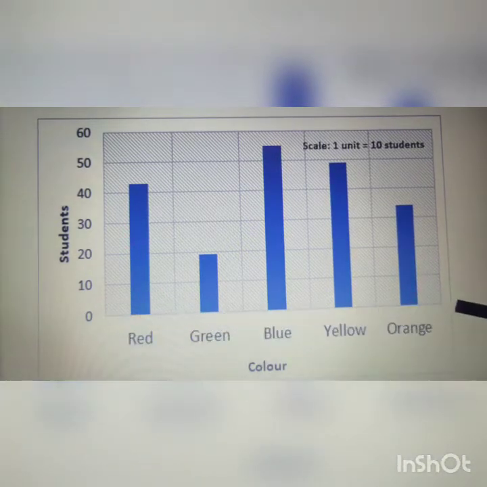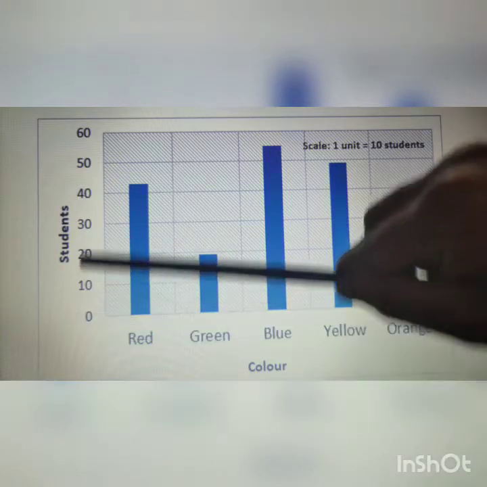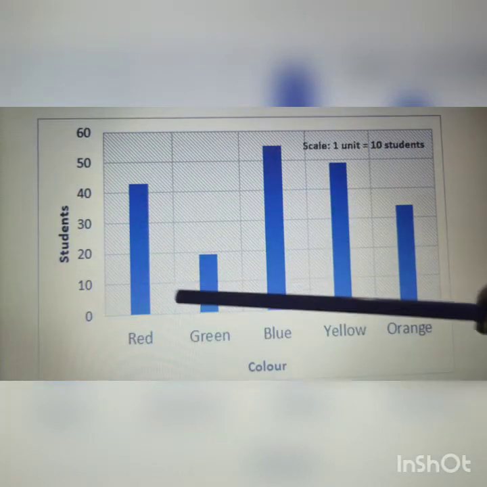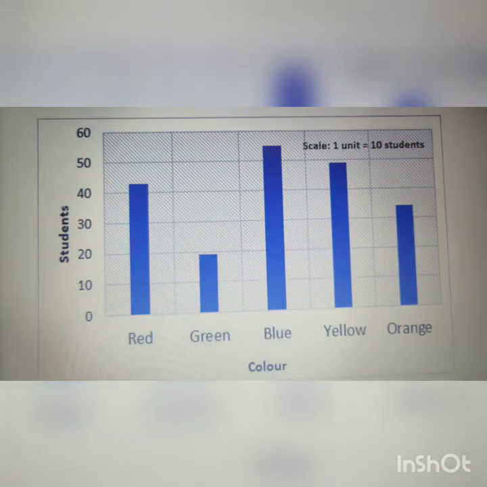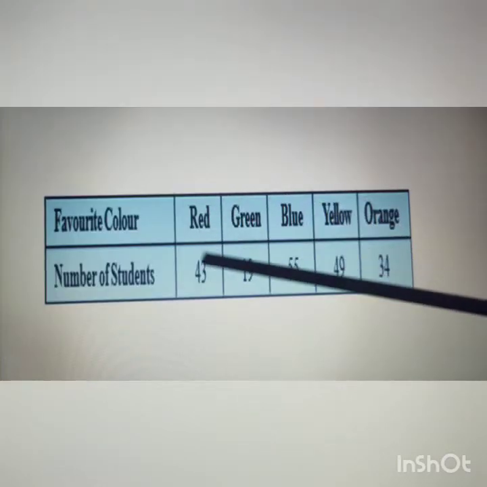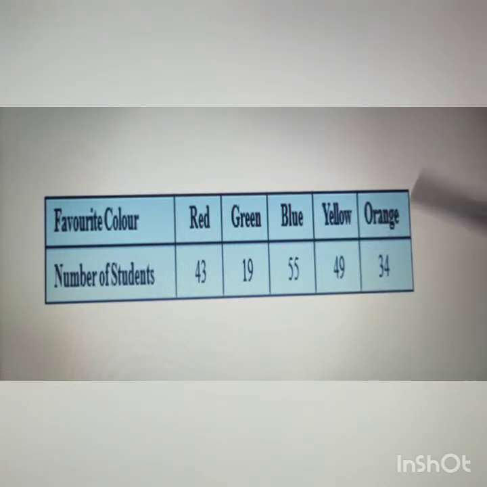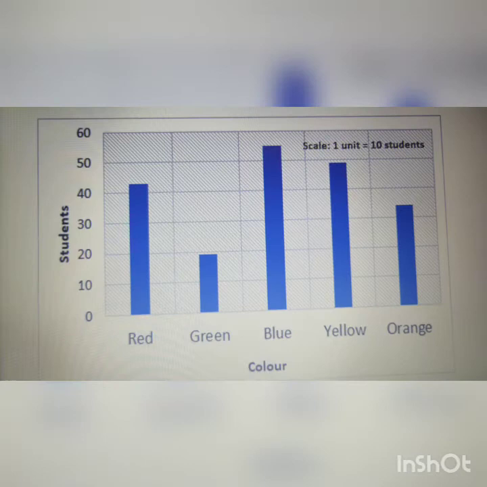Colors along the x-axis and number of students along the y-axis. Now we will draw the bar graph with the help of the data given in the table. Red 43, green 19, blue 55, yellow 49, orange 34. After representing the data in the bar graph, we have to answer the questions with the help of the bar graph.